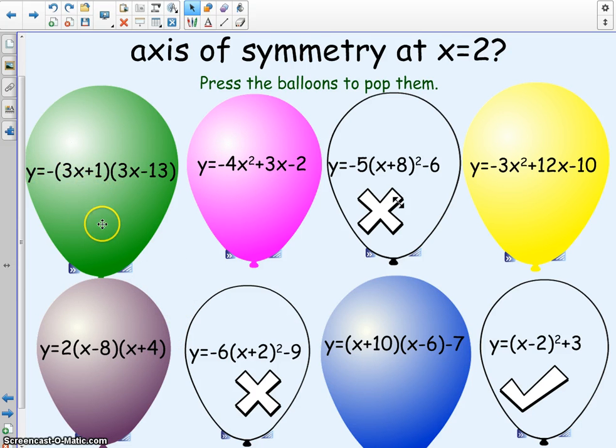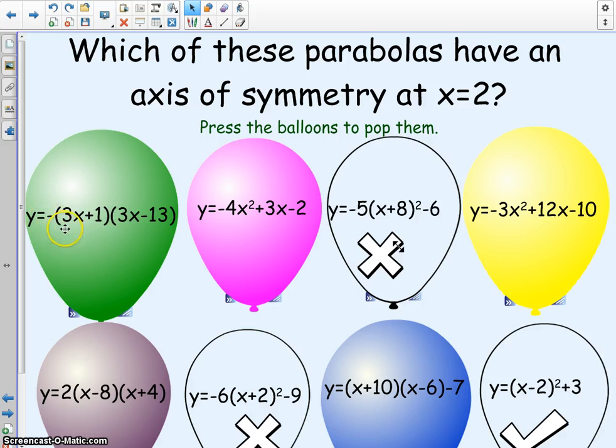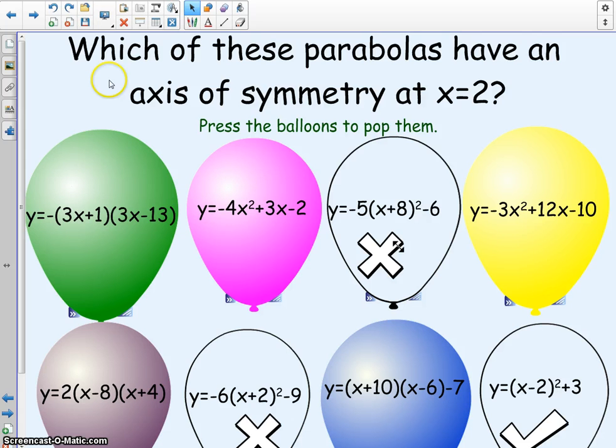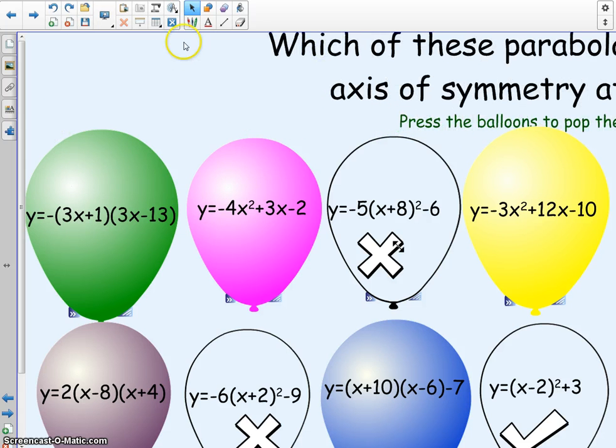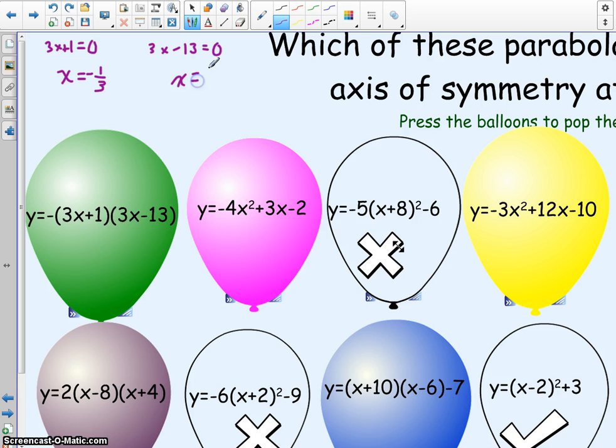Looking at this first one up here in the top left, negative bracket 3x plus 1, 3x minus 13. In factored form, we can get the x-intercepts. So you'd have 3x plus 1 as your first bracket, set equal to 0, solve for x. So 3x equals negative 1, x is negative a third. For the second one, 3x minus 13, if you solve for x, you're going to get 13 over 3.